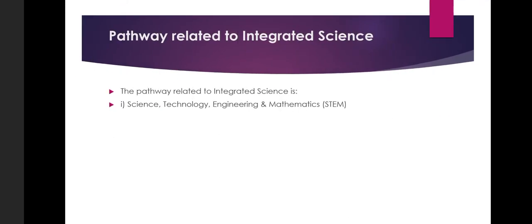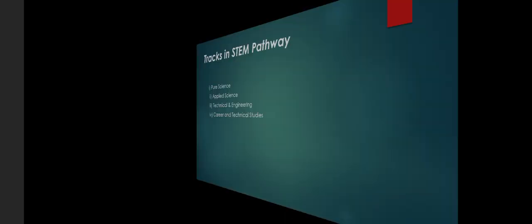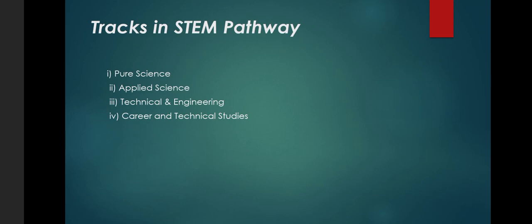Learners, I want you to know that out of the three pathways that we have learned today, the pathway that is normally related to integrated science is a pathway that we are calling science, technology, engineering, and mathematics, that is normally abbreviated as STEM. Under STEM, we have four tracks that have been listed there.